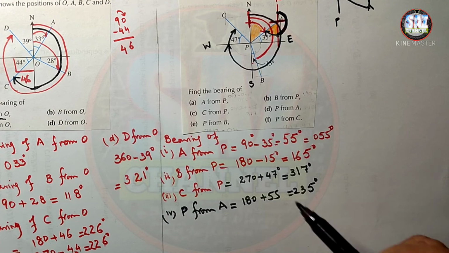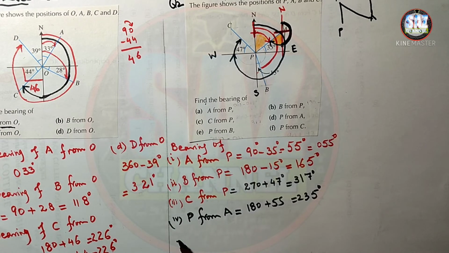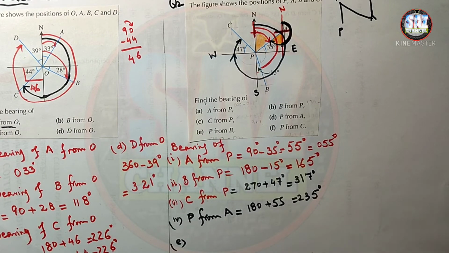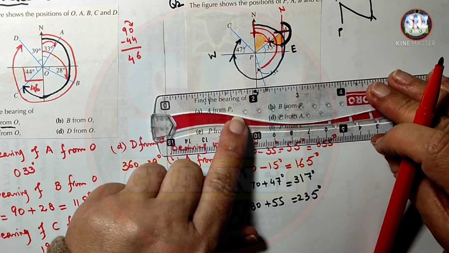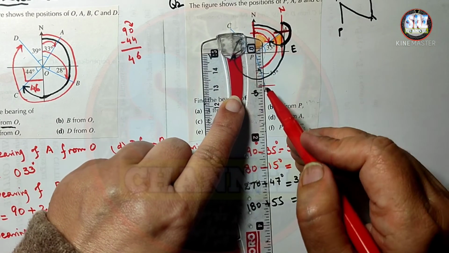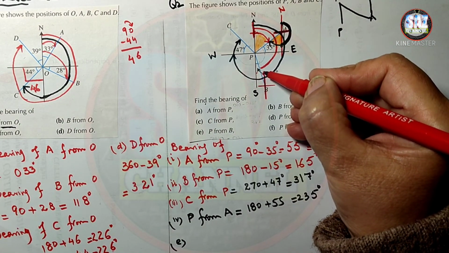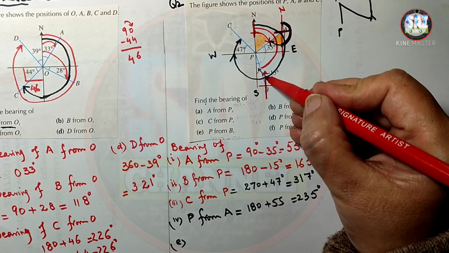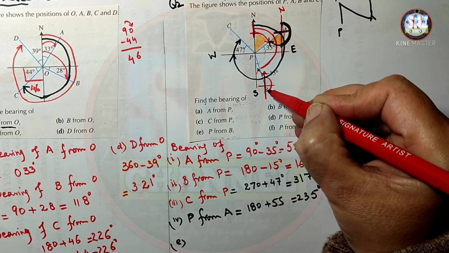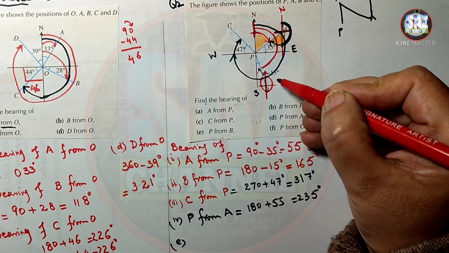Let me move to the next part, that is bearing of P from B. Now recall, students, at what point do I have to draw the compass? I have to draw the compass on the north of B. Let me draw the compass at this place. This is the compass. I have to start the movement from the north of B. Look, I'm starting the movement from this place, and I do not have to stop at this place. I have to reach this place.